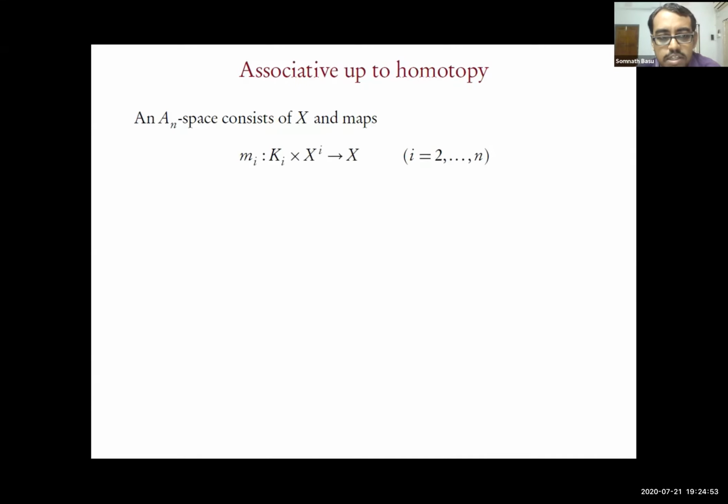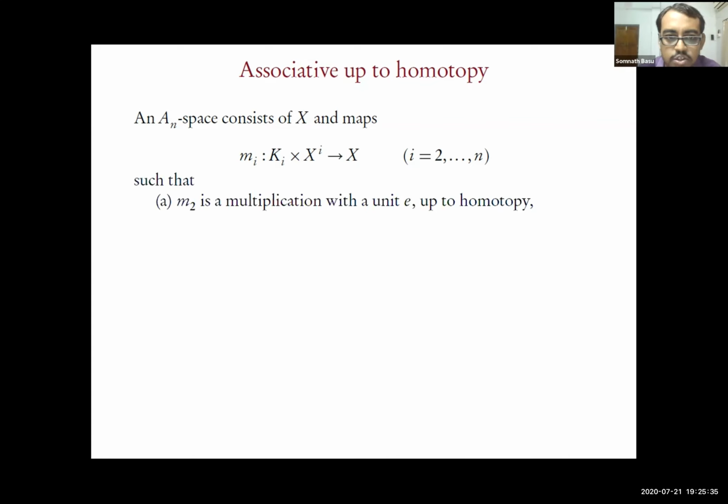This is a definition by Jim Stasheff in the early 60s, motivated by his study of H spaces and base loop spaces. He calls this an An space. What we are interested in are going to be A infinity spaces, with an infinity here, as you saw in the first slide. An An space is nothing but a space X and a family of maps Mi from Ki cross i copies of X to X. What are Ki's? Well, you have already seen the first few. K2 is a point, K3 is an interval, K4 was a pentagon, and then K5, we don't know what it is, and then there are K6, K7, and so on.